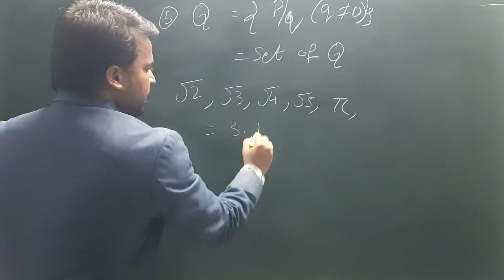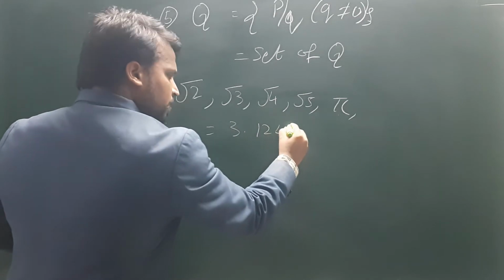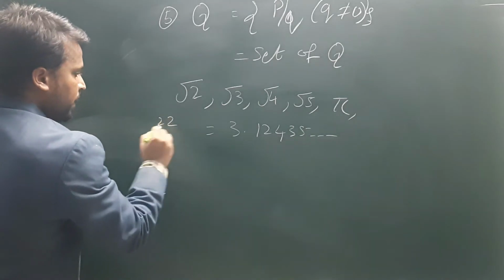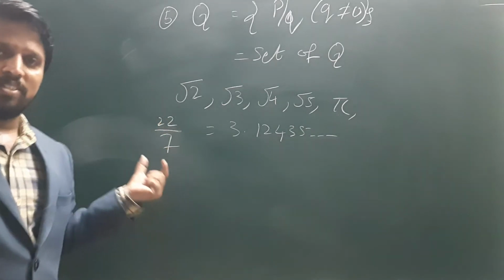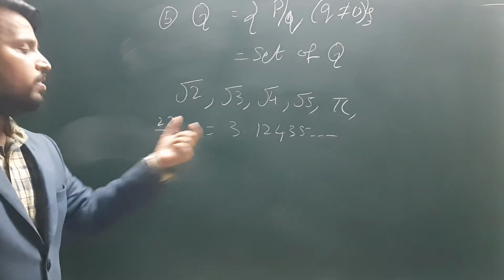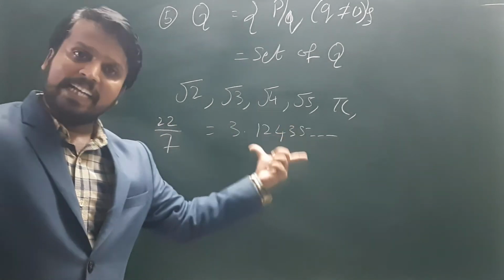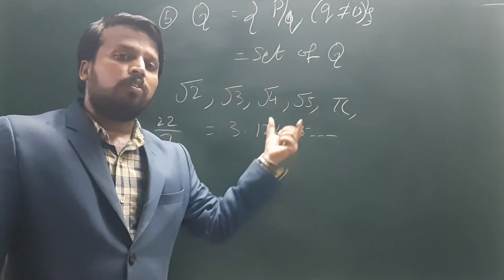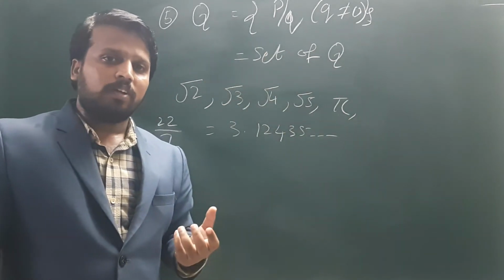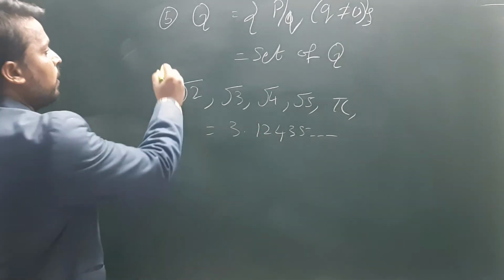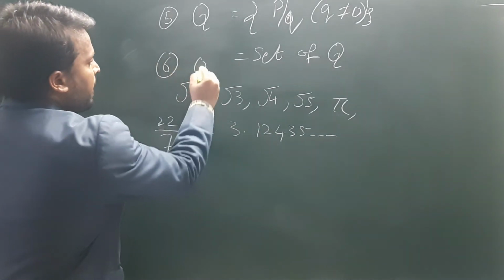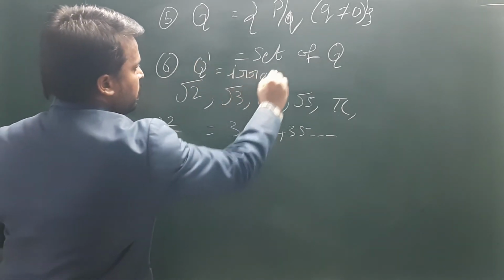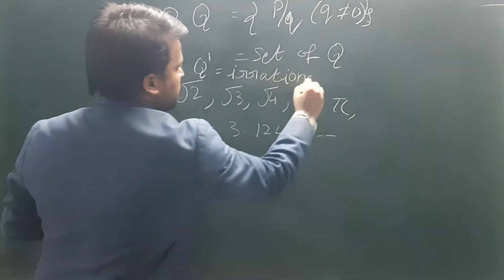value 3.124 35 something. If you divide, pi value is 22 by 7, right? This is the fractional form. If we divide this one, it will not end. It will not repeat. The digits also will not repeat here. Right or wrong? These types of numbers we will call Q dash, irrational numbers.